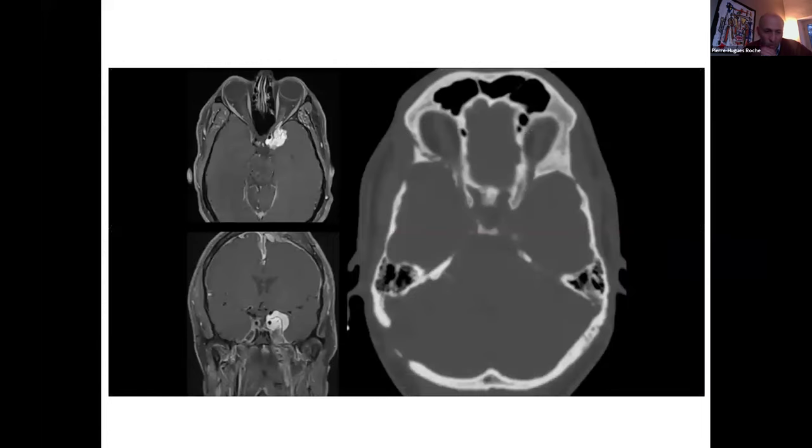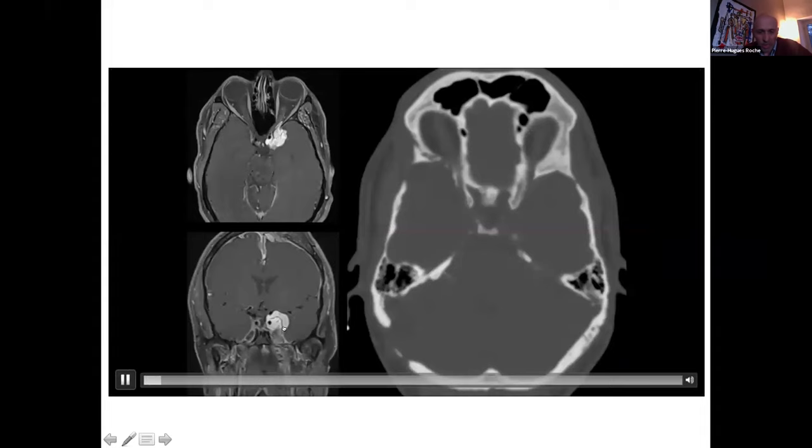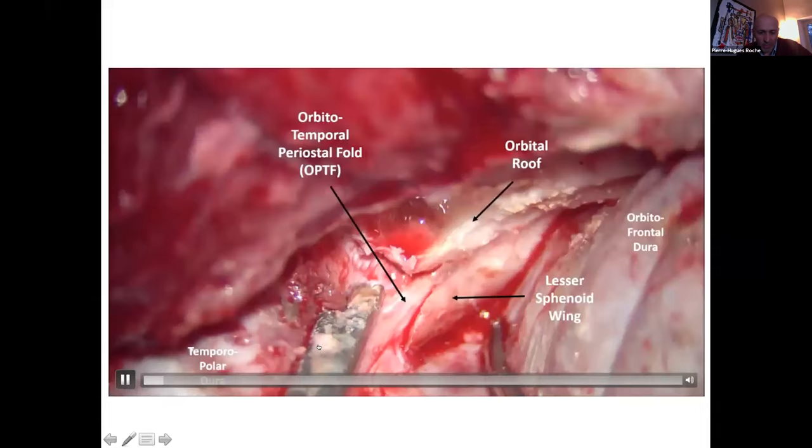So if we have a few minutes to go through this video, it was done by Dr. Trude, one of my collaborators. This was an ACP meningioma with parasellar infiltration. We are on the left side, and it will illustrate what I previously mentioned.